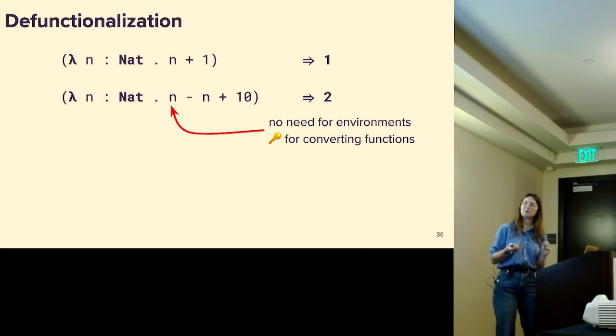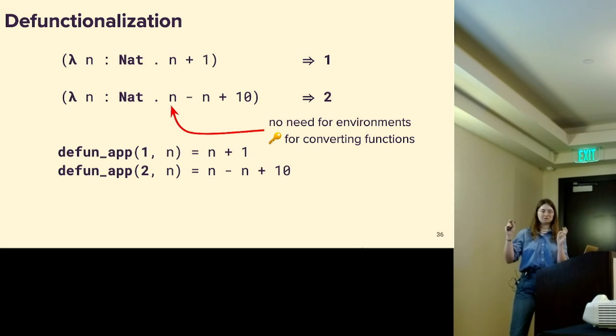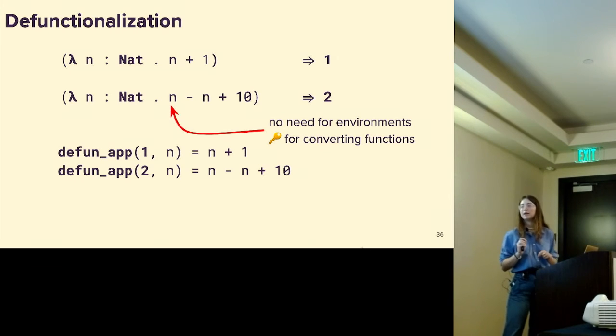But you still might be wondering, these are functions, how do we now apply numbers? Well, the idea is that these numbers are now kind of like labels. And so we pattern match on the label and decide: if it's 1, we're going to just do the first function's operation, and if it's 2, we're going to do the second function's operation.